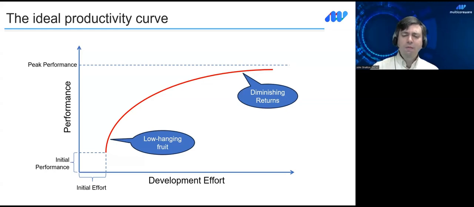Hopefully this gives you an idea of what the productivity curve is about. It's just the shape that relates how much development effort you've spent to what the performance of the software system is at that point in time. And it's got some features that I think we all relate to in terms of our real-world experience: low-hanging fruit in terms of performance optimization early on, and then the better your performance gets, the more work it takes to further improve performance.